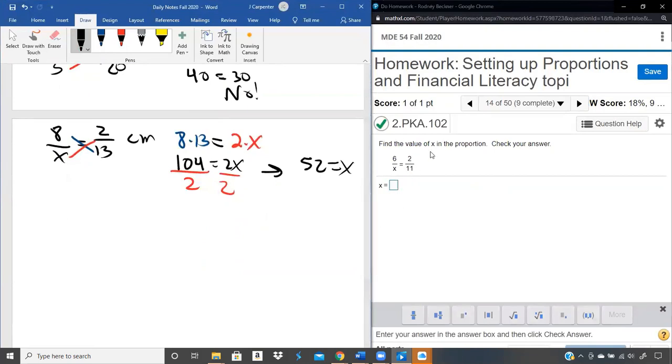One more of these. 6 over x, let's write it first, equals 2 over 11. Cross multiply, 6 times 11. And then the 2 times the x. Set them equal to each other, which is 66 is equal to 2x again. Divide both sides by 2, and you'll get 33 equals x.